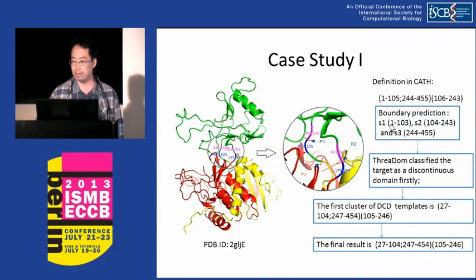The prediction cuts the sequence into three fragments. Then we classify the target as a discontinuous domain first. The next step is to cluster the templates. The first cluster is used to replace the boundaries predicted in the first step. Then the final result is like this.